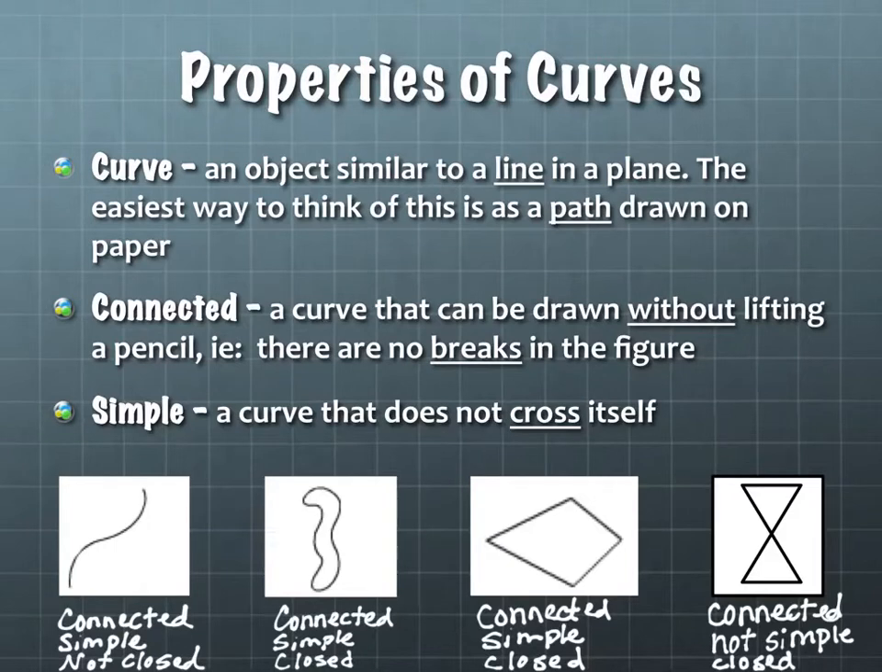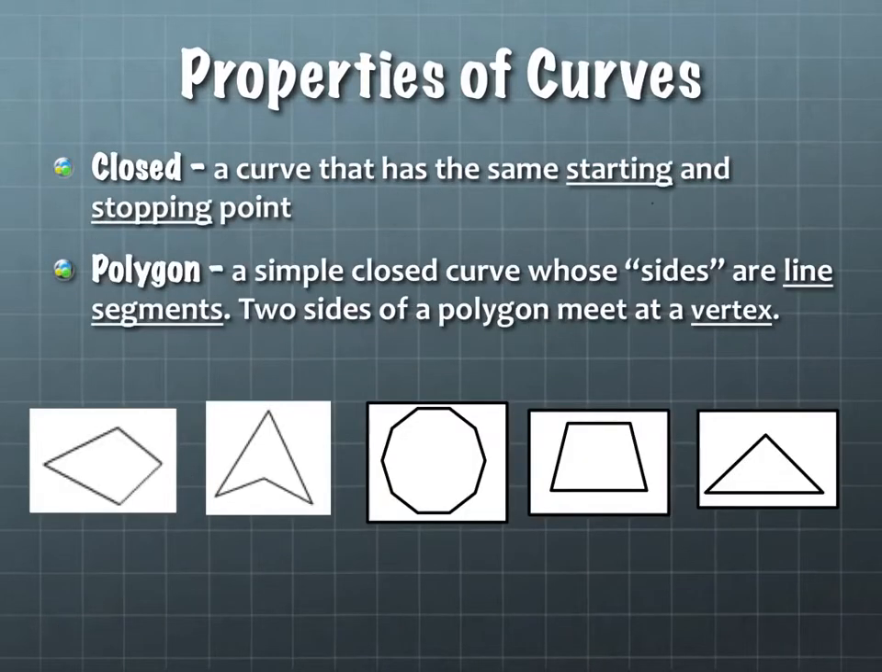So these 3 definitions can occur independently of one another. They can be true or not true and still talk about them being curves. A polygon is a simple closed curve, so it fits all those descriptions, but its sides are line segments. And 2 line segment sides meet at a point, and that point is called a vertex.